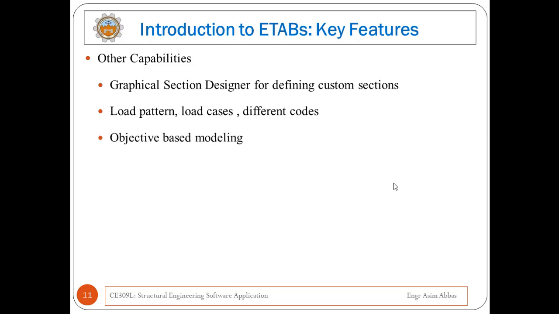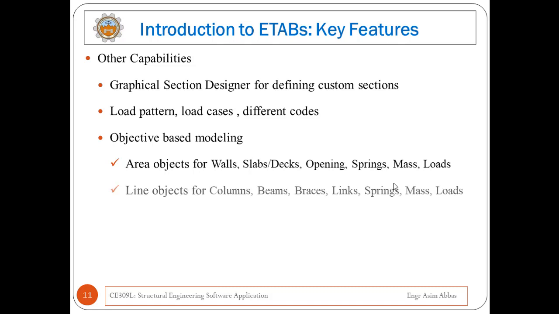And then in ETABS, object-based modeling is there, where area objects are for wall, slab, deck, opening, spring, mass and load, and line objects are available for column, beam, braces, links, springs, mass and loads, and point objects are available for support, spring, mass and load.